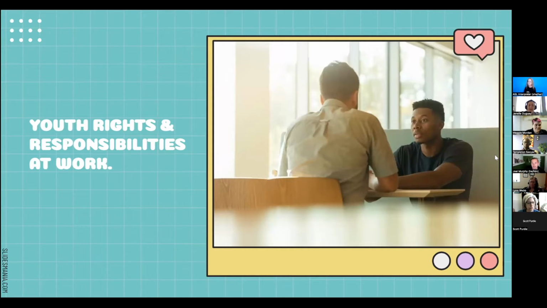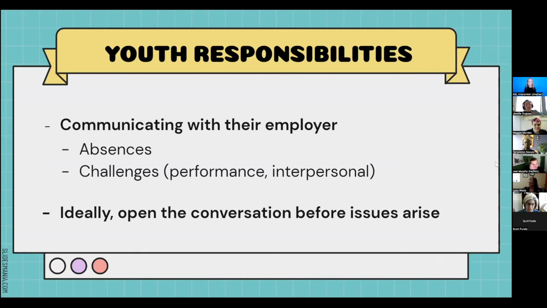All right, so we're going to dive into youth rights and responsibilities at work first. Youth are responsible for communicating with their employer with regards to absences, any challenges that they might be having, whether it's performance or interactions with coworkers or customers. That responsibility falls on the youth to bring these concerns or questions to their supervisor as they come up. And in relation to their mental illness or disability, ideally, we want to encourage youth to open the conversation before any issues arise. We'll get into this a bit later, but it helps mitigate any miscommunication or their manager or supervisor attributing their behaviors to other things.